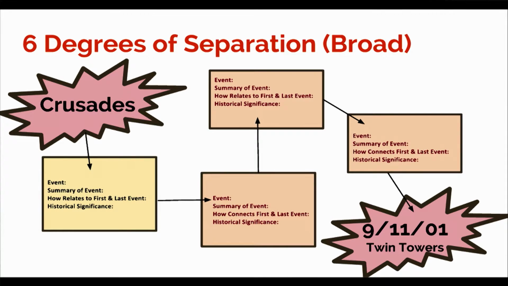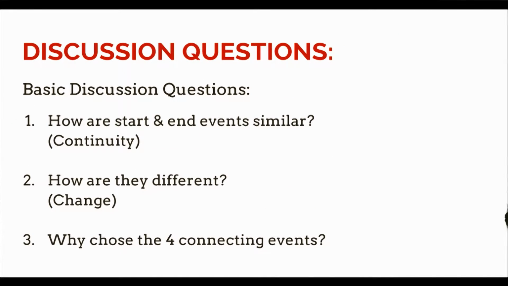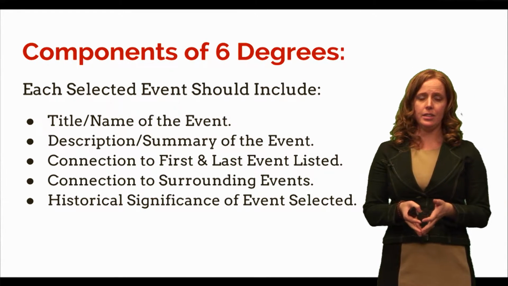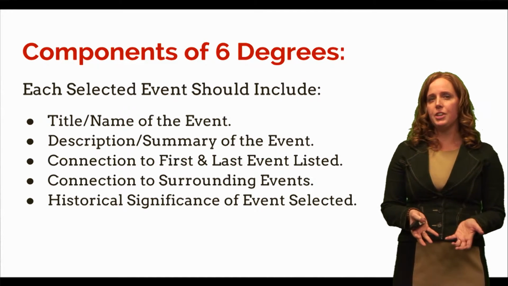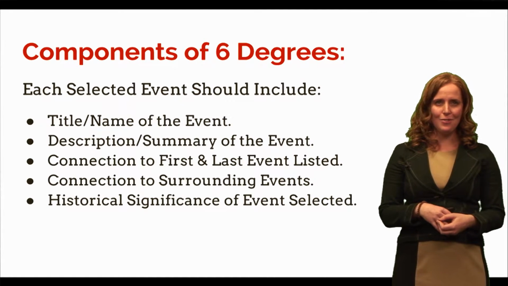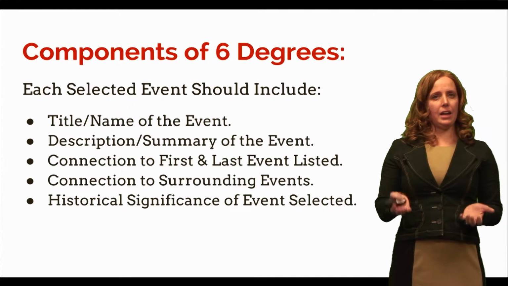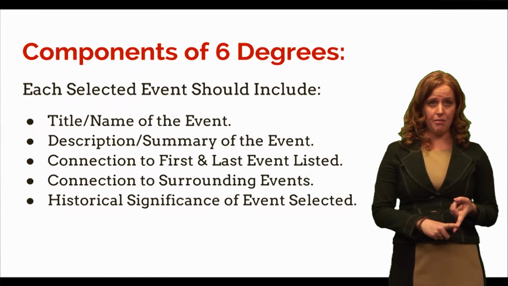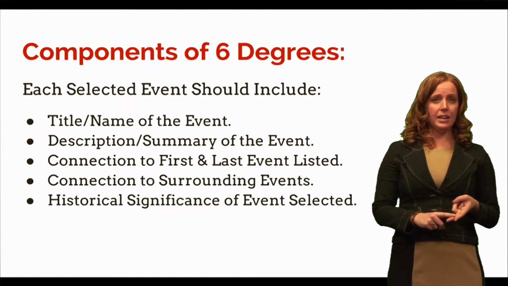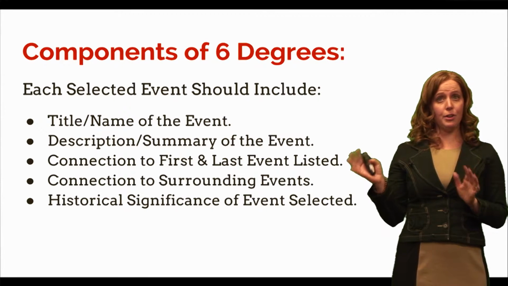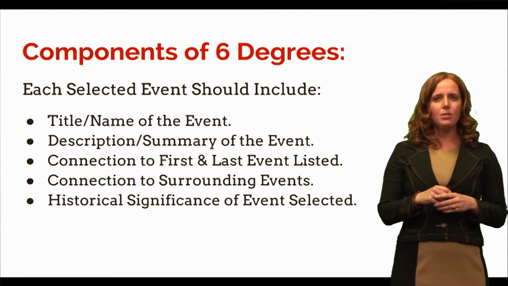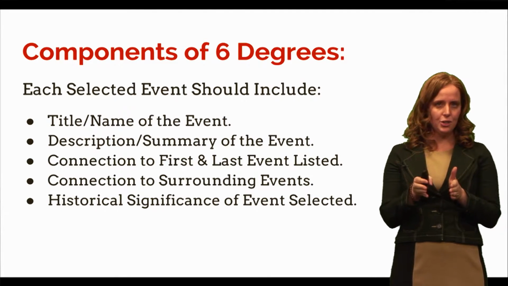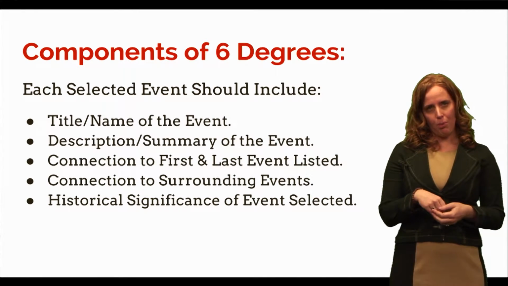Now, after identifying those 4 pieces, the next thing that we ask in each of those areas is for the students to dive a little deeper than just identifying the event itself. So what I ask my students to do in each of the boxes is describe or provide me with a summary of the event. I want them to connect it not only to the Crusades and 9/11, or to my start and end event, but I also challenge them to connect it to the surrounding events to really make sure that they're being intentional with all 4 of the events that they're picking.